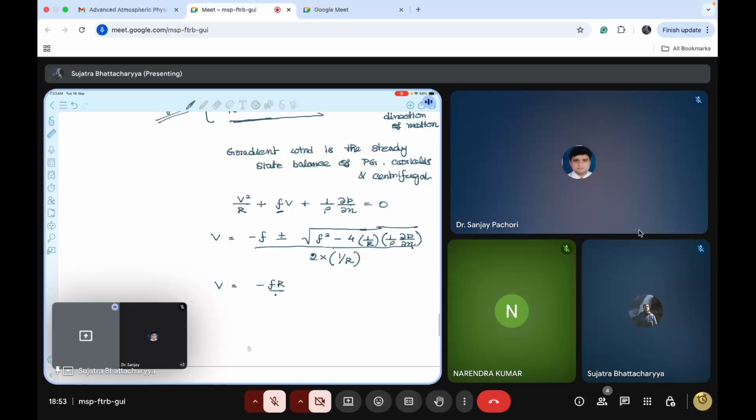And you can solve like this: minus fR by 2 plus minus root over f square R square divided by 4 minus 4R by rho delta P by delta N, with the 4s and Rs working out. Just check it. If you don't understand, let me know.